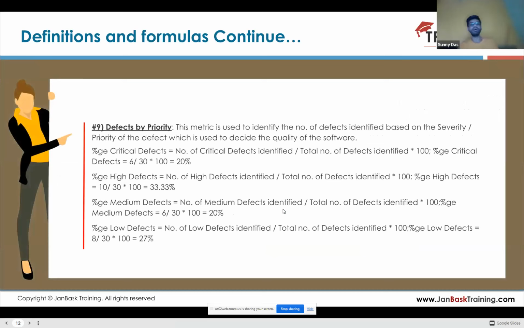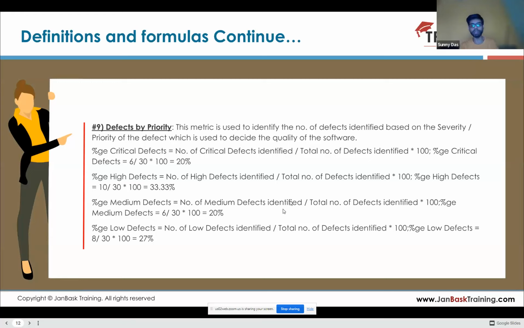And then finally, the percentage of defects by priority, right? So number of critical defects identified divided by number of total defects identified into 100%. So that will give you the percentage of critical defects or percentage of high priority defects, percentage of medium priority defects, percentage of low priority defects.